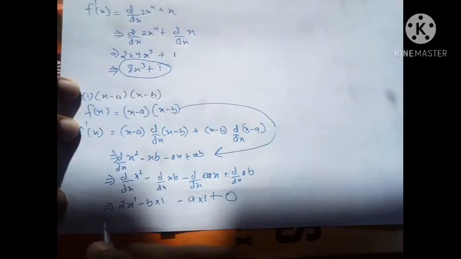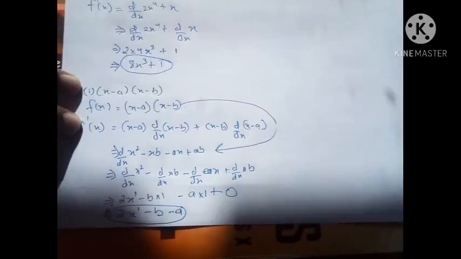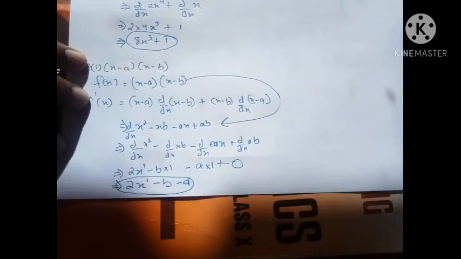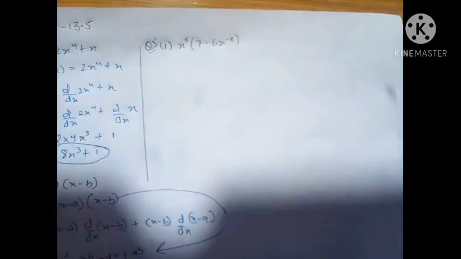So what is my answer that I got? 2x to the power 1 minus b minus a. So this is my answer: 2x minus b minus a. Okay, I hope you guys are able to see this. Okay, let's have a look at how we will solve the first part of the fifth question.